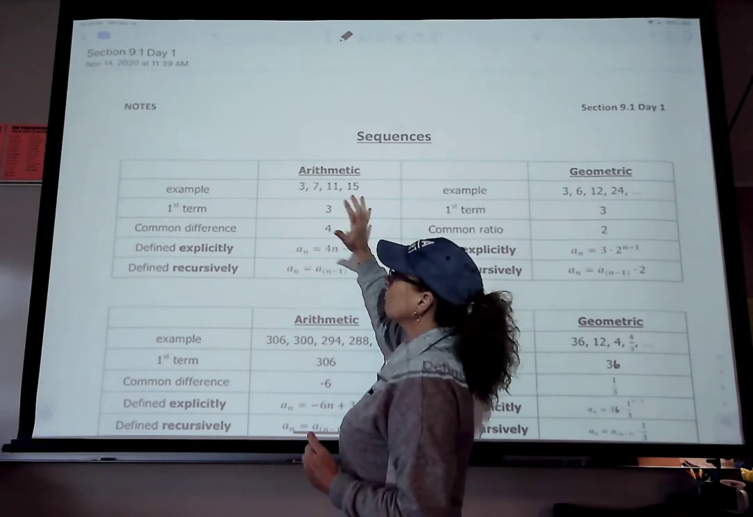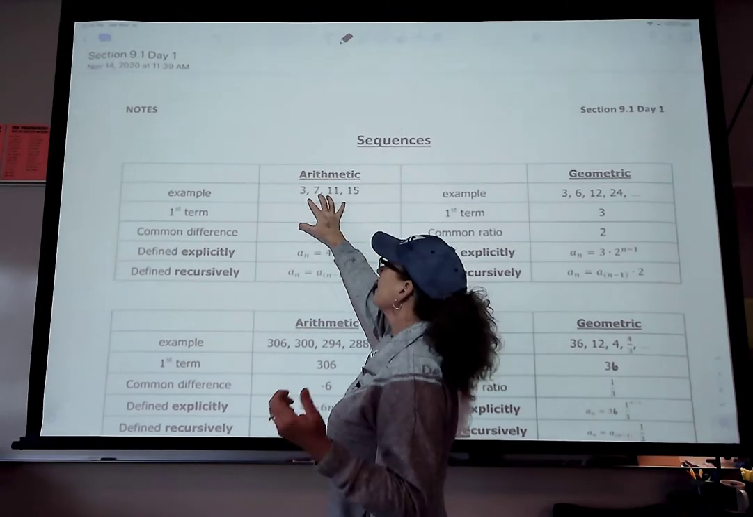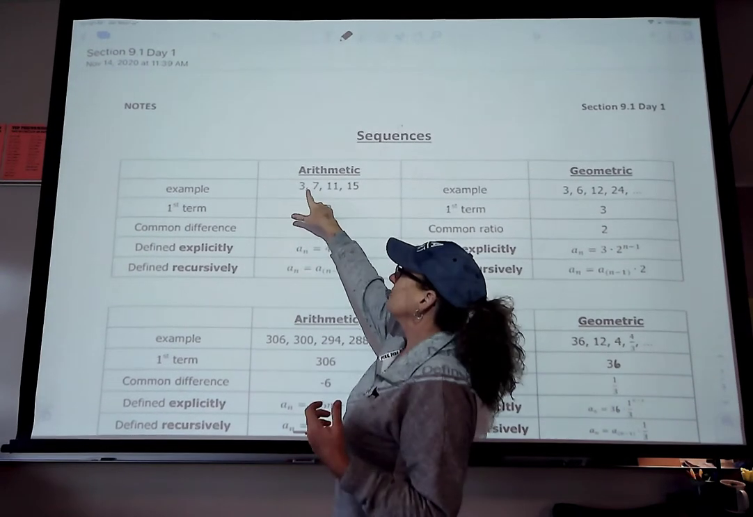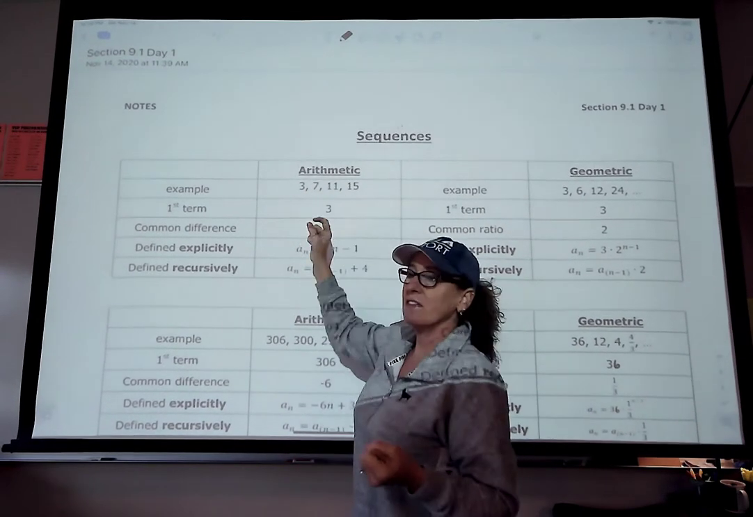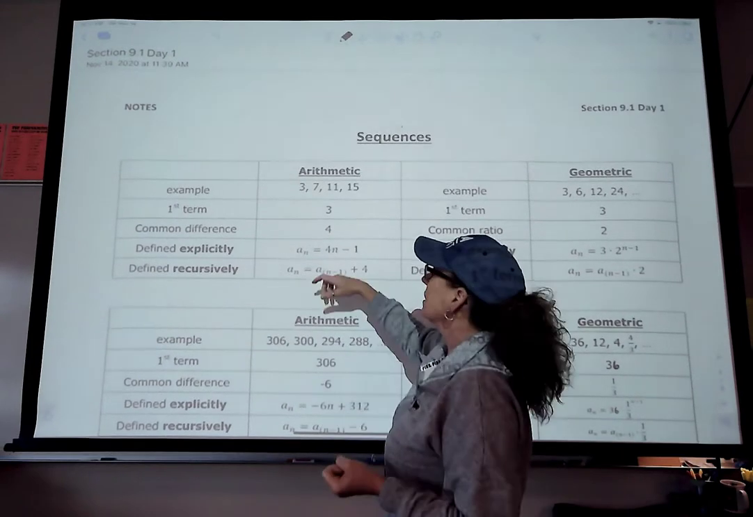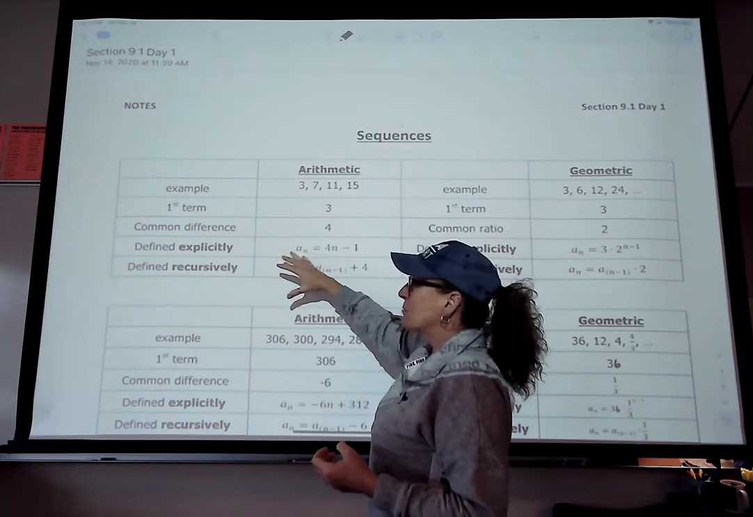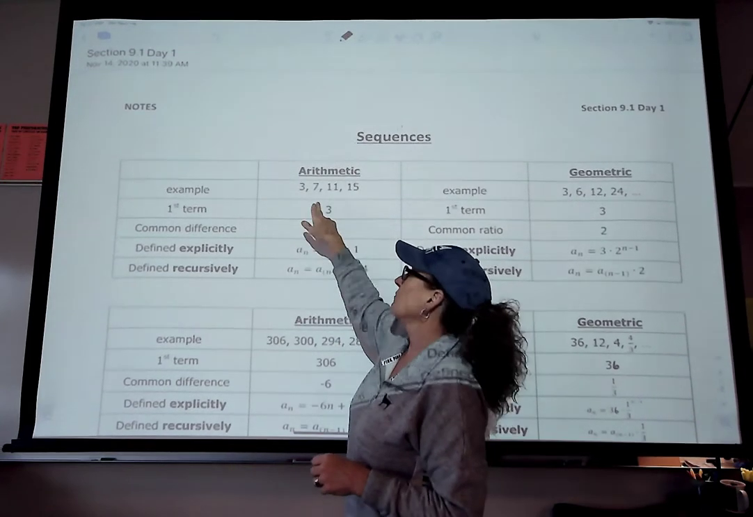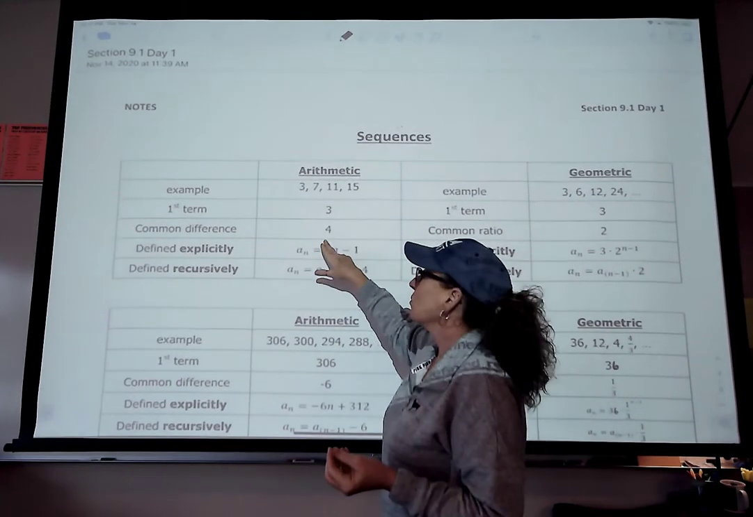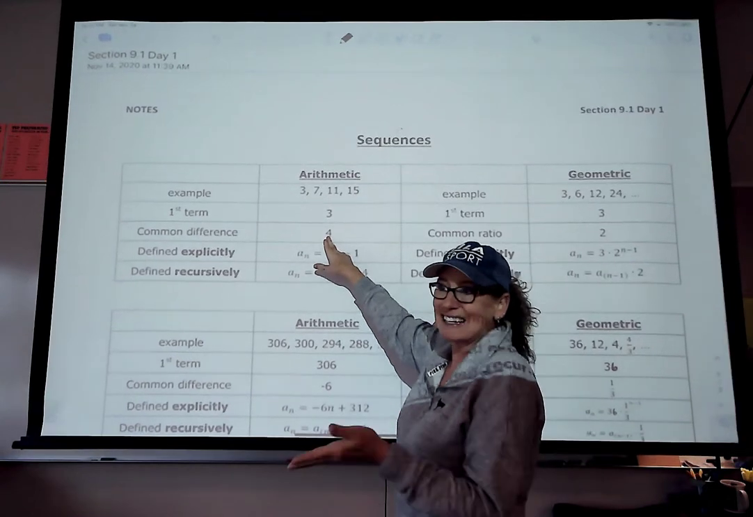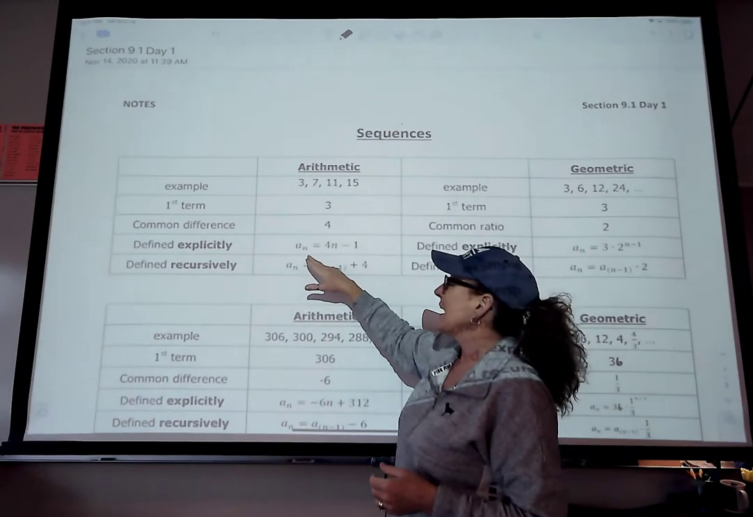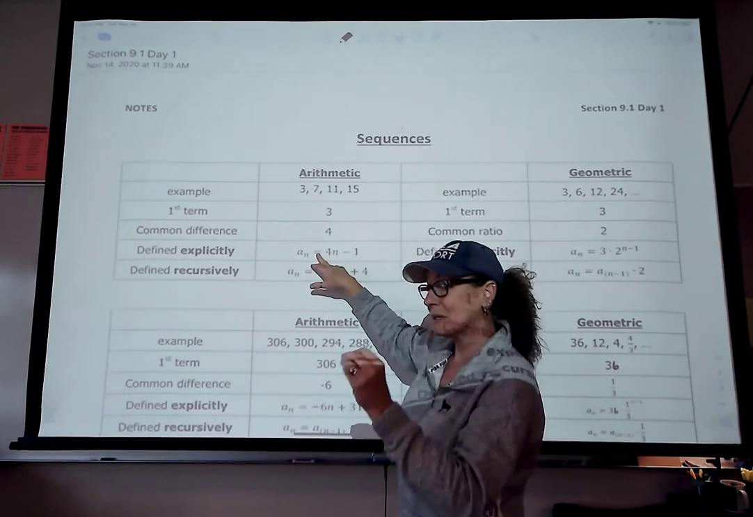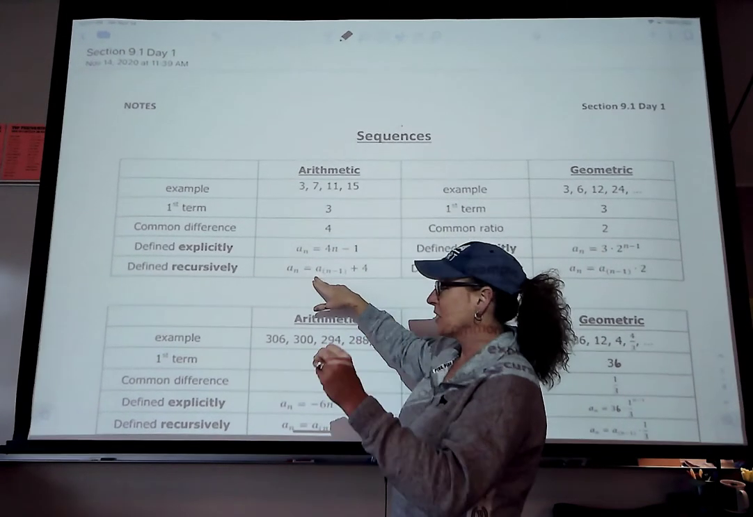So, for an arithmetic sequence, the list of numbers have a common difference. You can see that the common difference in this sequence is 4. Some vocabulary that we're going to be using over and over again: we're going to look at the first term of the sequence, and the common difference, what was added each time. We're going to ask, how can I define this sequence explicitly, and how can I define it recursively?